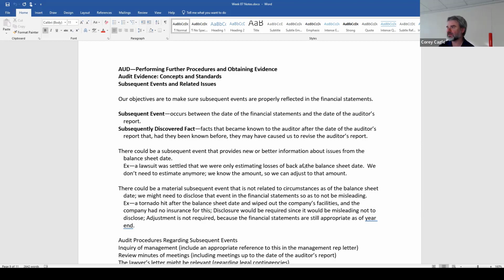Customer has an outstanding accounts receivable balance that's recorded on the balance sheet, and come about January or something, that customer declares bankruptcy, and you're like, well, we're not going to collect that. We go back and adjust it. We have new information about something that's in the financial statements, right? Okay. So there you go.